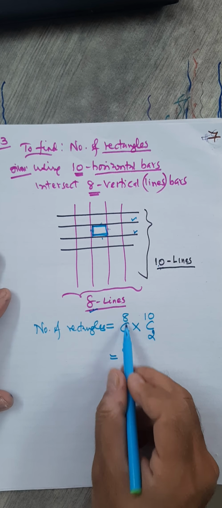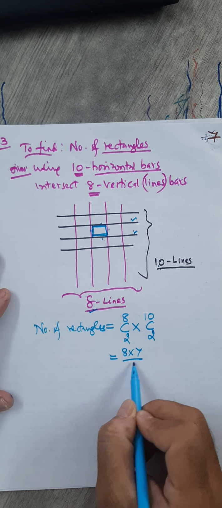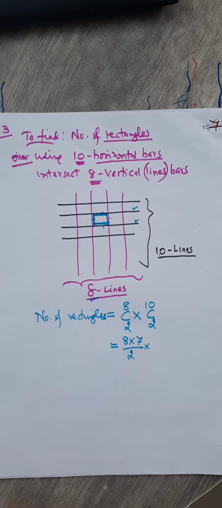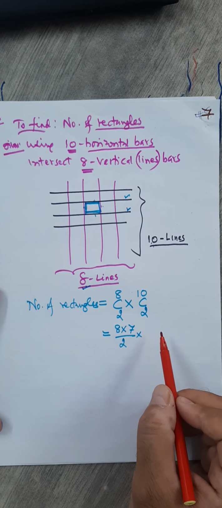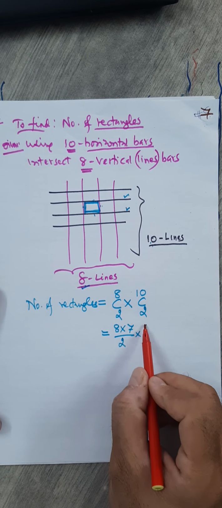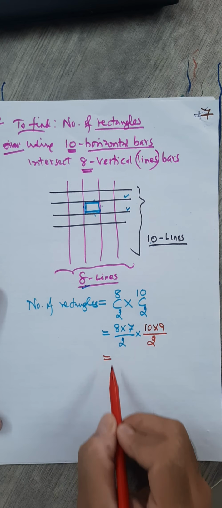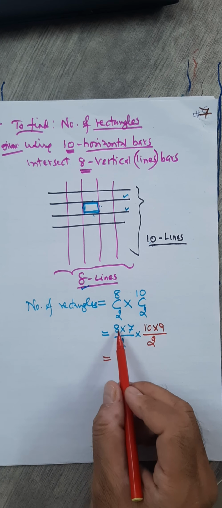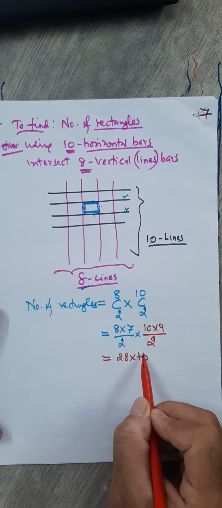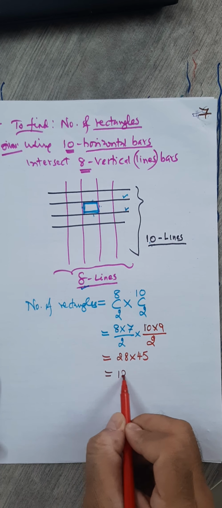What is this? 8 factorial upon 6 factorial into 2 factorial. So 8 into 7, 6 factorial cancels, by 2 factorial is 2. This is the direct way of writing, remember, you can write. Now the chapter is over, you should know this much. What is this? 10 factorial upon 8 factorial into 2 factorial. So 10 into 9, 8 factorial goes directly, by 2, right? So here 8 into 7 is 56, by 2 is 28, into 45. So it is 1260.